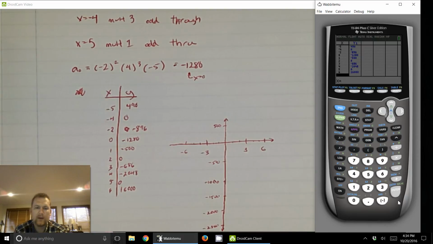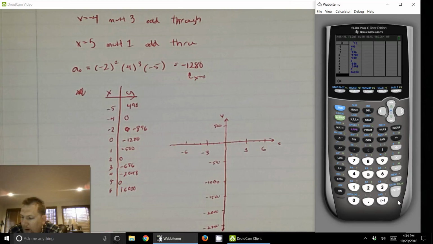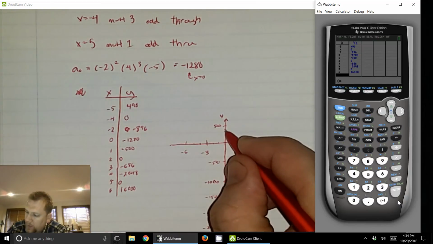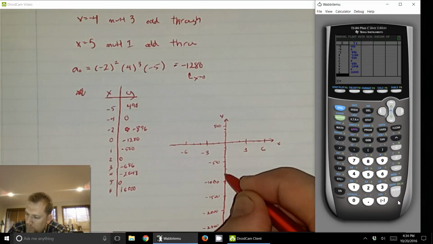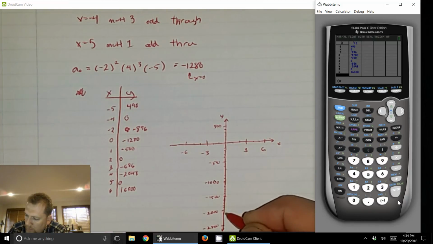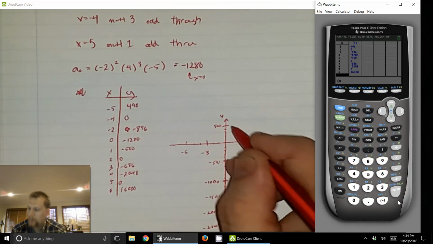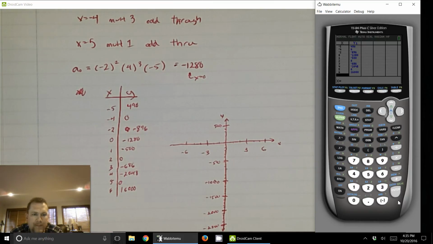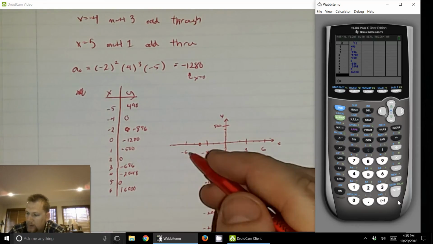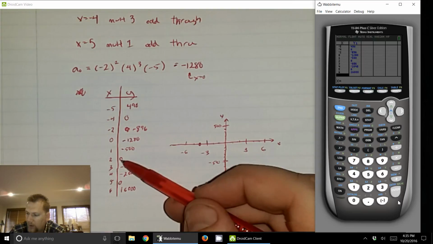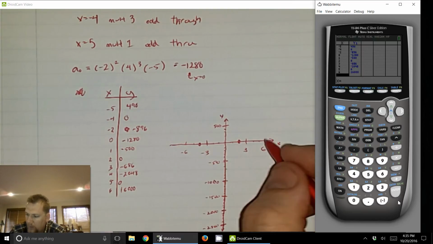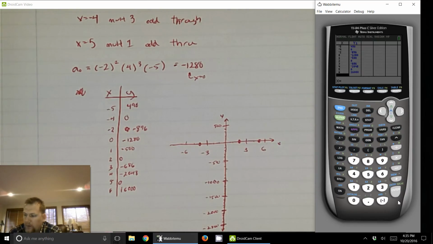There, I should be able to see what I need to see in that window. Okay. So each one of these little tick marks is 100. It's a pretty good scale on it. Okay, so now let's just plot our zeros. So negative 4, 0. And then, all right, we'll skip that one for now. 2, 0. And 5, 0. So those are our zeros.